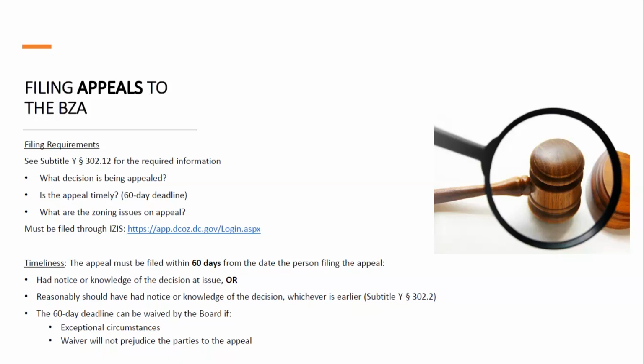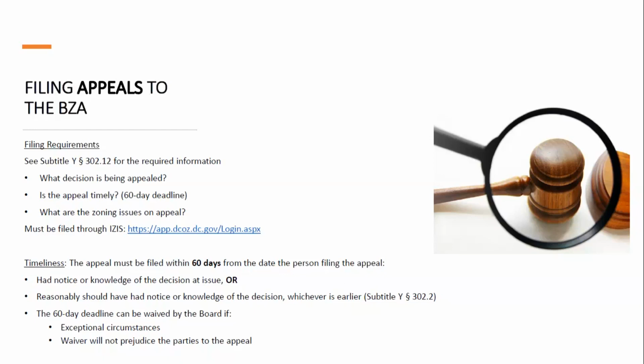So similar to what was mentioned earlier during the BZA conditions section, an appeal needs to focus on the zoning issues and the error that was made in regards to applying the zoning regulations. So not things like construction that aren't within the board's purview. And then as Sharon mentioned with petitions, they must be filed through ISIS, or you can come into our office and our staff will assist in filing an appeal application.